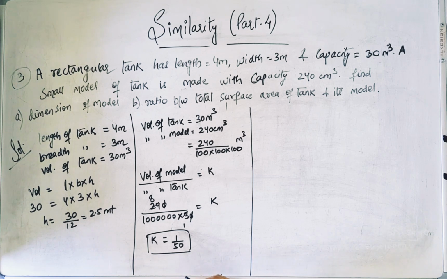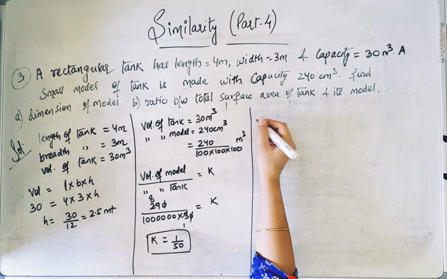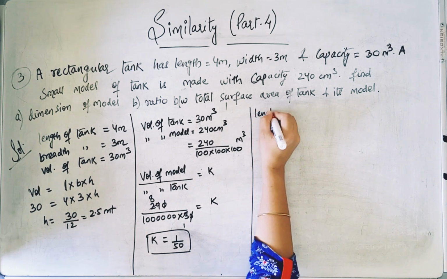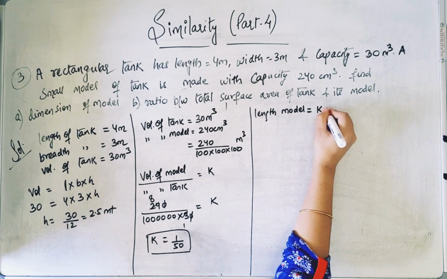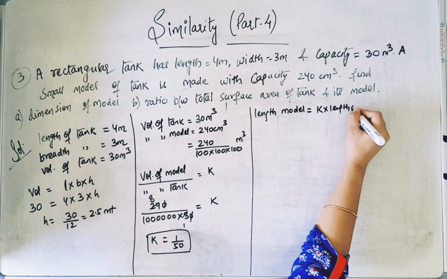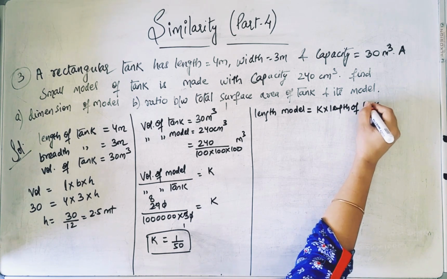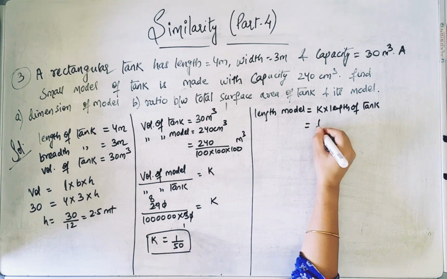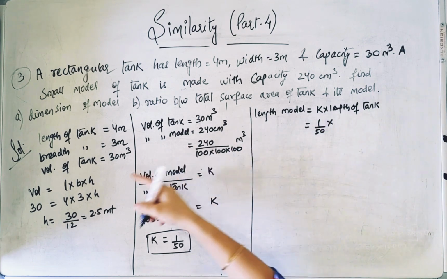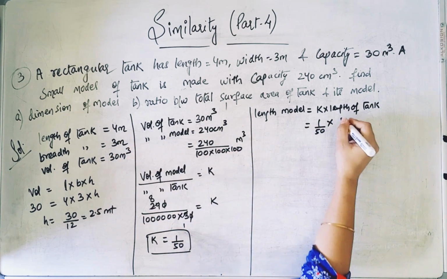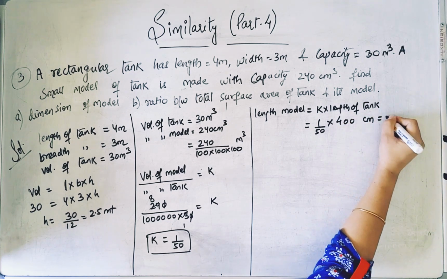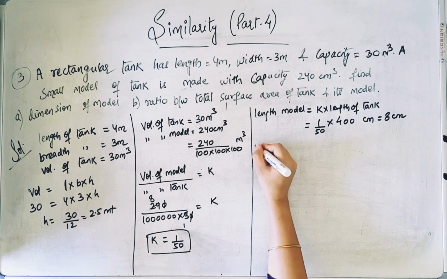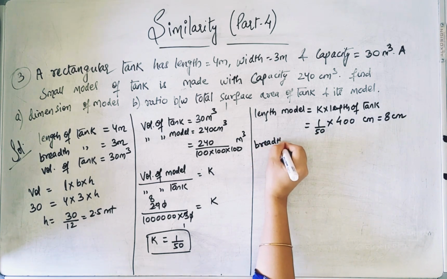dimensions of model. So if we'll calculate dimensions of model, so what we'll do over here, length of model, obviously length of model is what? K into length of tank. So this is what? 1 by 50 and length of tank is what? 4 meter. अगर हम इसको सेंटीमीटर में लिख दें तो it will be 400 centimeter. So answer will be what? 8 centimeter.